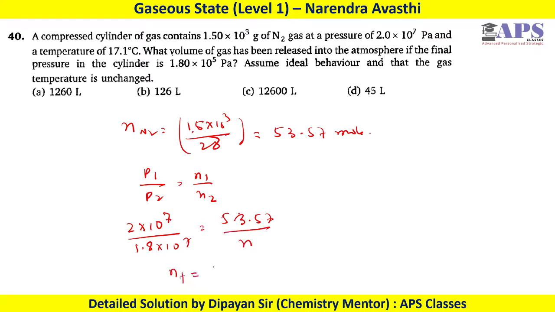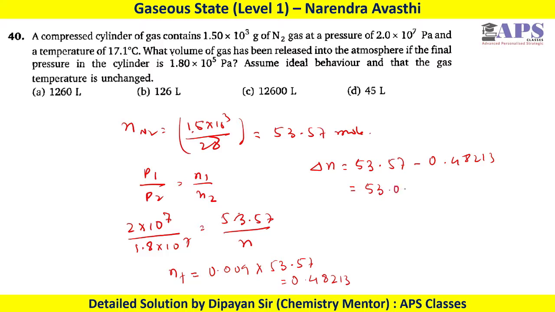So final number of mole will become 0.009 multiplied by 53.57, that is 0.58213. Okay, so change in number of mole is initially 53.57 and finally it is 0.48213. So change in number of mole is nothing but 53.087.